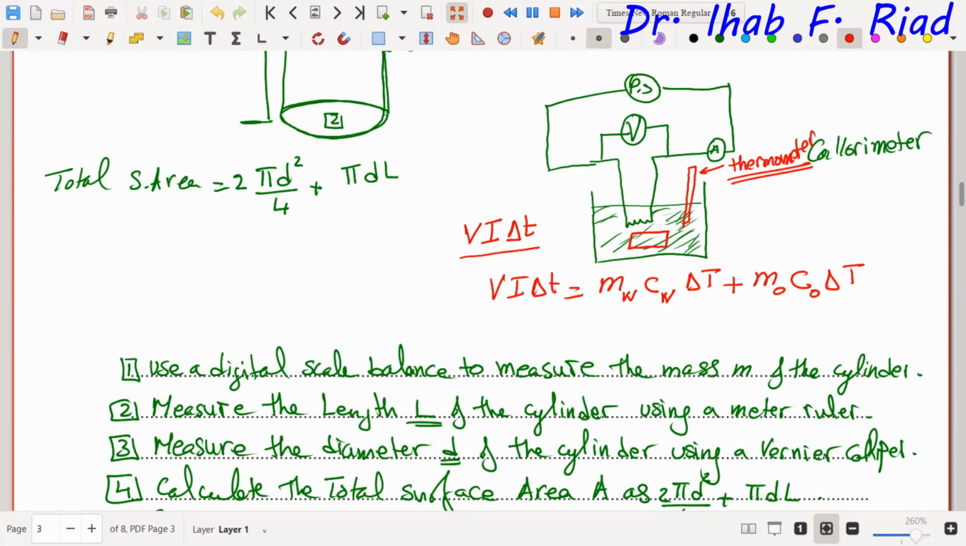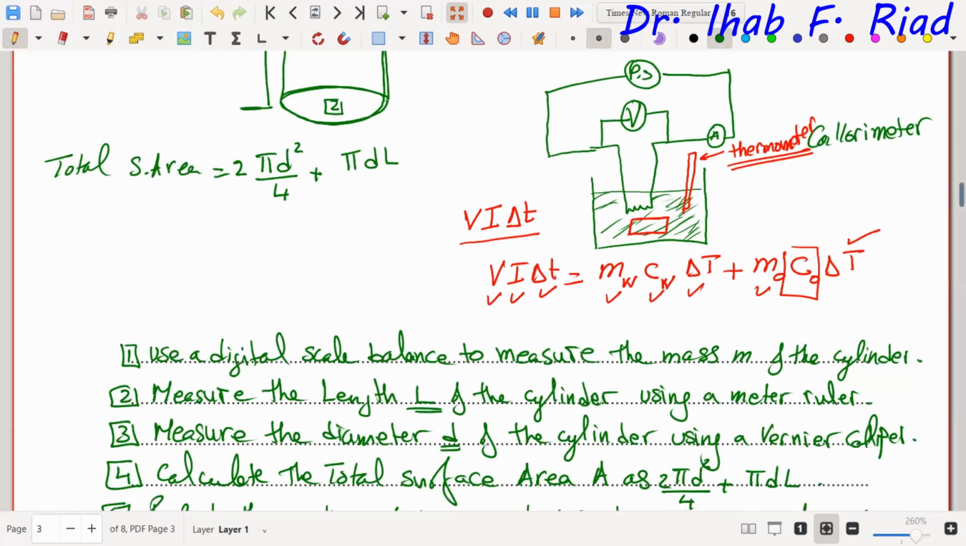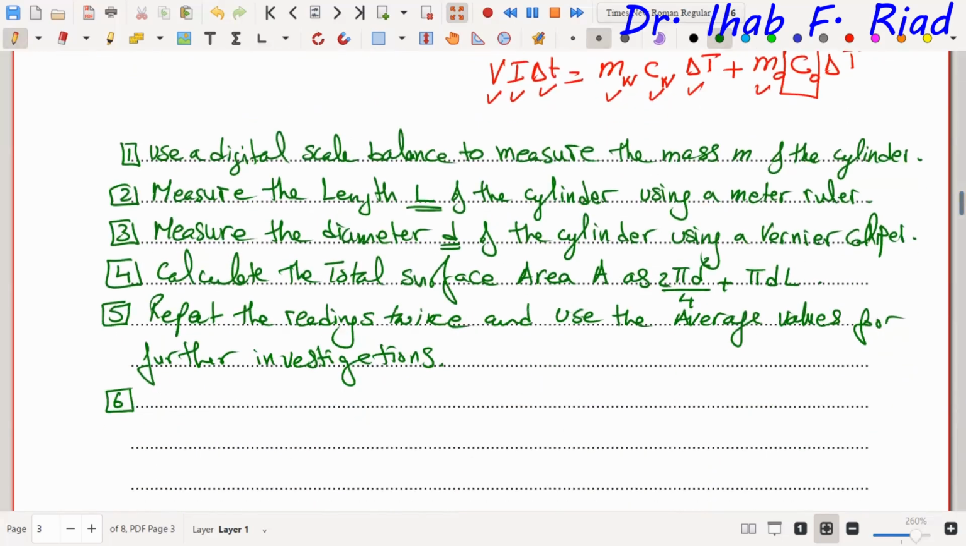Yes. If we know V, VI, we know delta T, those are all fixed. We know the mass of the water used, the heat capacity of the water used, the change in temperature, the mass of the object, the temperature change of the object. Then we know everything. Then we calculate the specific heat. We're not going to write all these details, but I'm just giving it for you to have an idea.